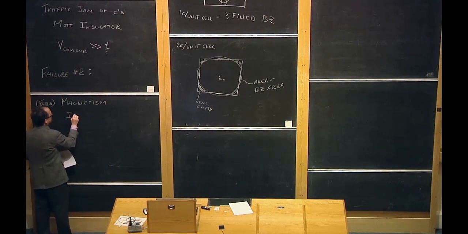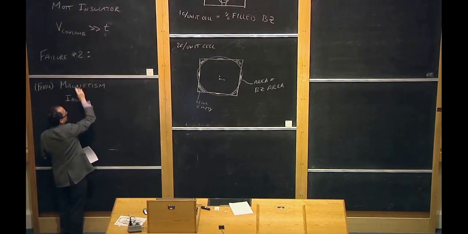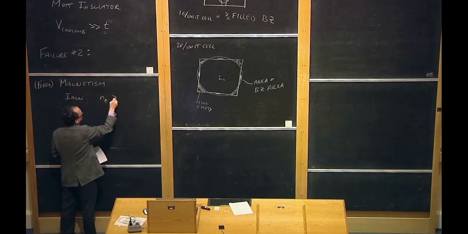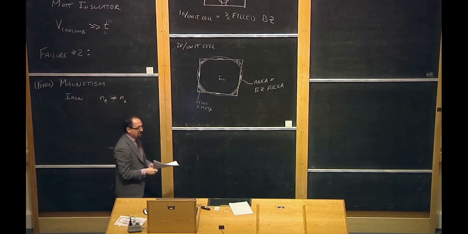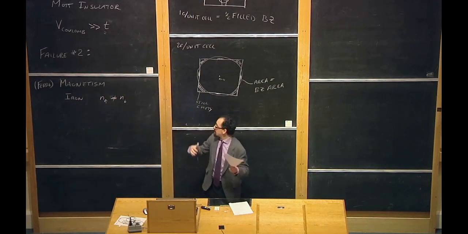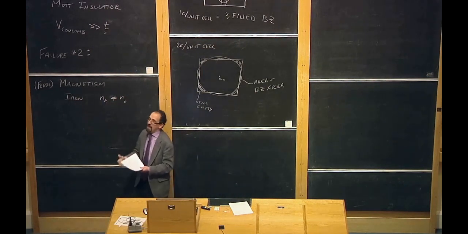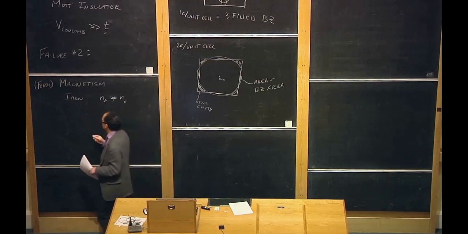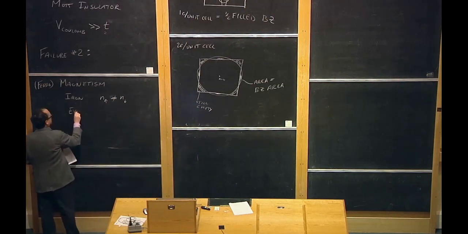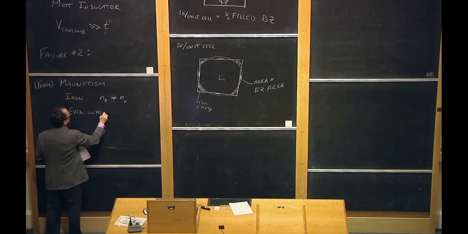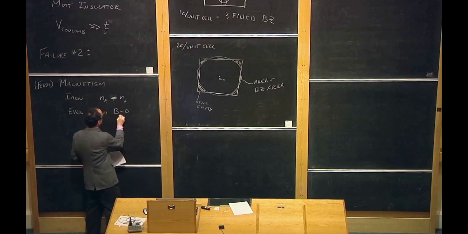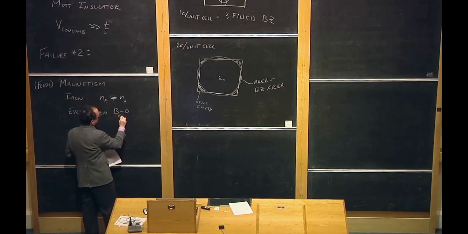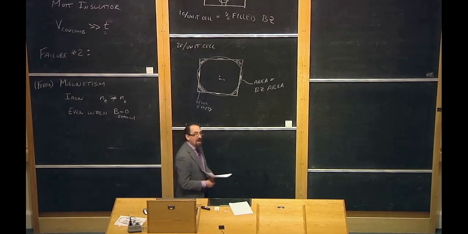Materials such as iron, where the number of upspin electrons is greater than the number of downspin electrons, or maybe it's not equal to the number of downspin electrons. You can have a different number of upspin and downspin electrons, a non-zero magnetization, even in the absence of external magnetic field, even when B external equals 0. And this is something that should never happen in band theory.